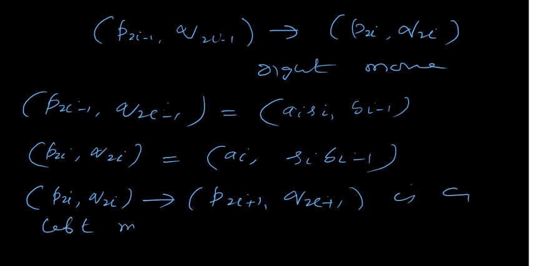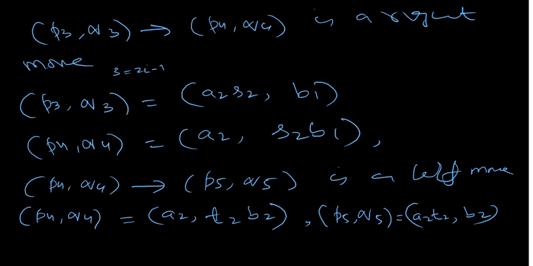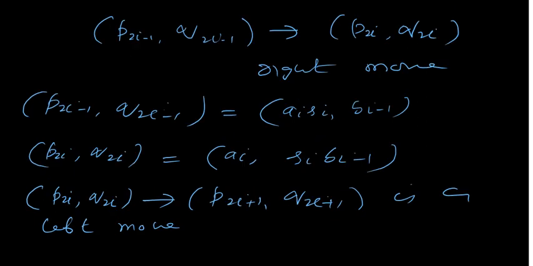Is a left move. And what's happening in a left move? You can see this left move, P4 Q. What's P4? P4 is A2. It's 2I, that means I is here 2. P2I Q2I, P2I plus 1. So this 4 is equal to 2I, that means I is 2. So here it's AI TI BI.